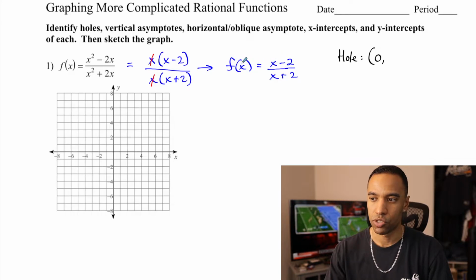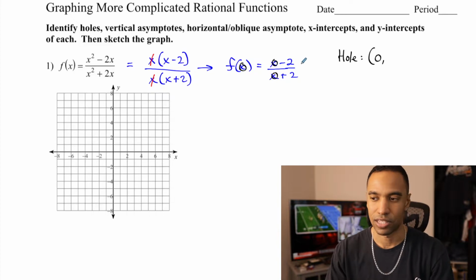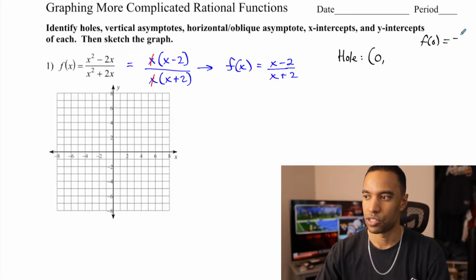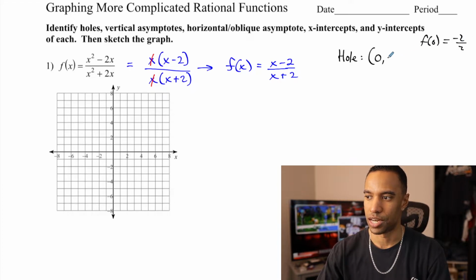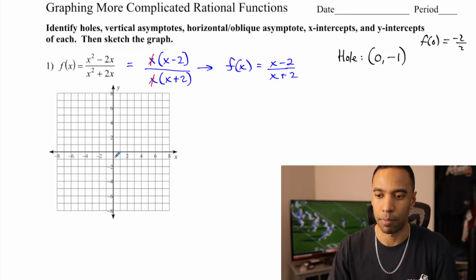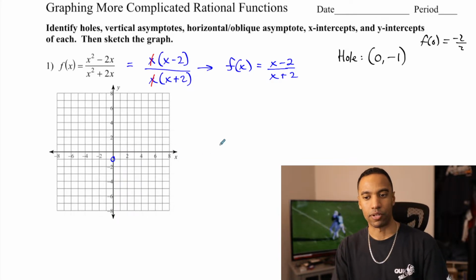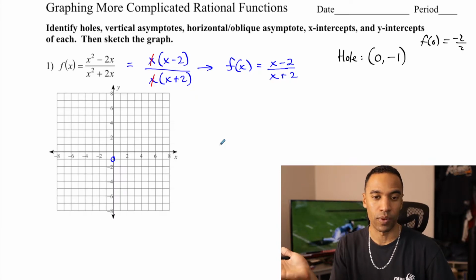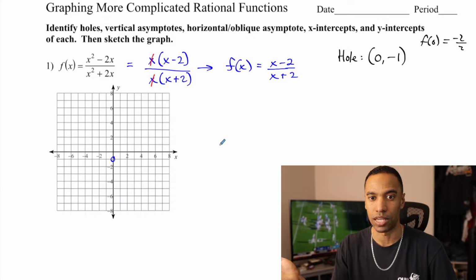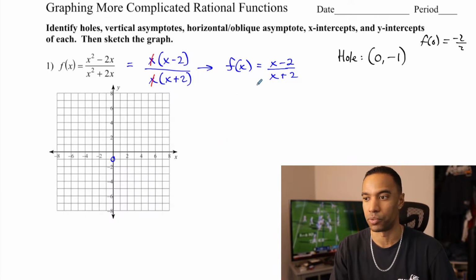And if I substitute 0 into here, I get 0 minus 2 over 0 plus 2. That's negative 2 over positive 2. F of 0 is negative 2 over 2, which is negative 1. So there is a point on our graph that is 0, negative 1. Now, that also would have been the y-intercept. Already we can say that there will not be a y-intercept on this, and we'll see why pretty soon.